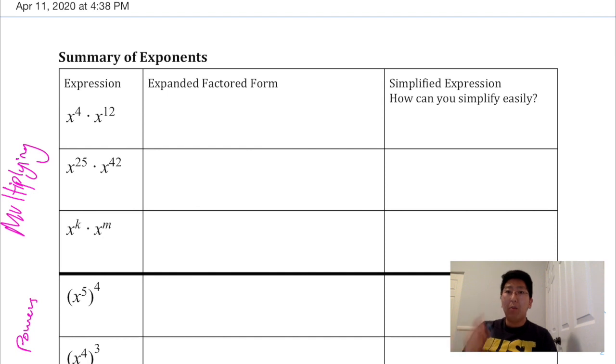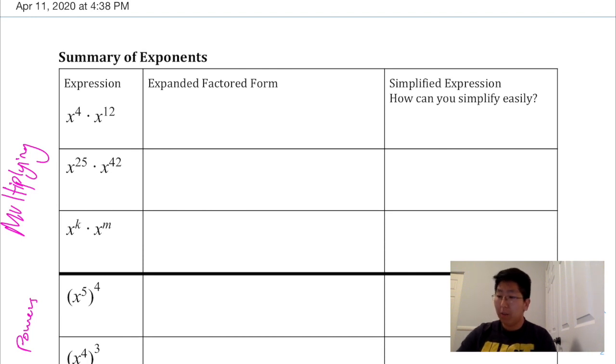Okay, I want you to look at these, and we're going to start looking at what is the rule, or what is one way that we can quickly identify how many exponents we need. So here, we're going to be multiplying x to the fourth times x to the 12th.